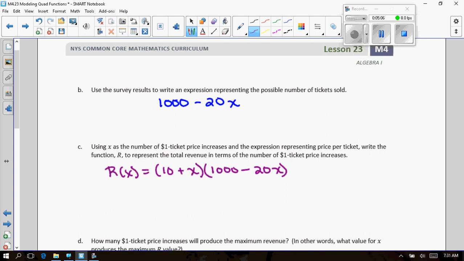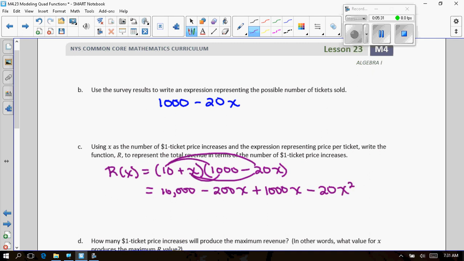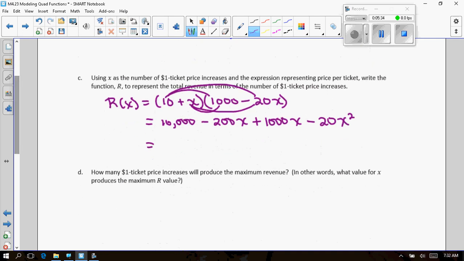All right, so let's FOIL this whole thing out. 10 times 1,000 is 10,000. And 10 times negative 20x is negative 200x. Then we have 1,000 times x, so 1,000x. And x times negative 20x is minus 20x squared. Well, let's clean this up and put it into standard form. So I'm going to have negative 20x squared out front. I can combine these and I get 800x. And then let's put the 10,000 in the back.